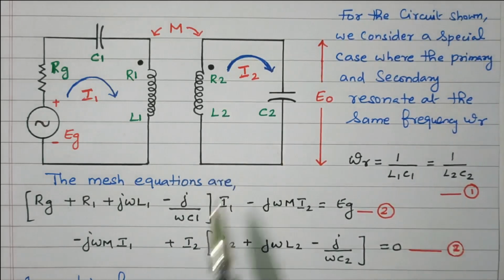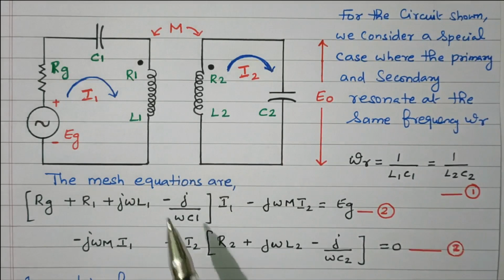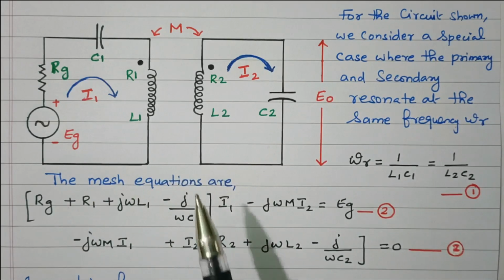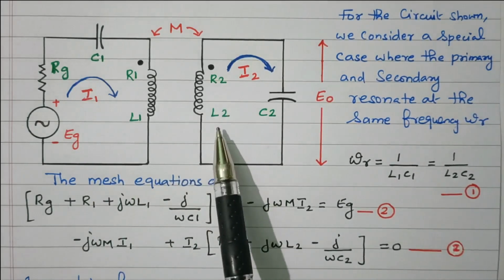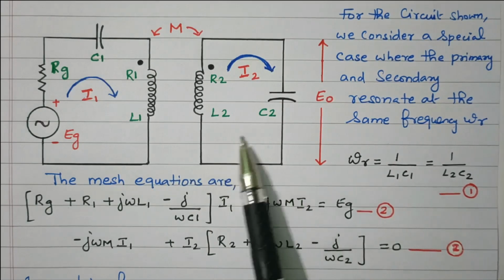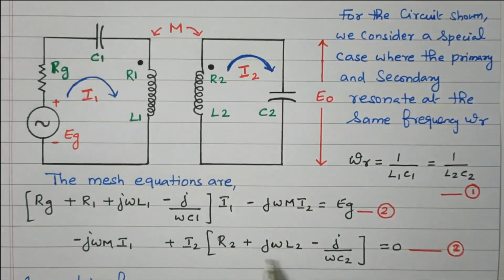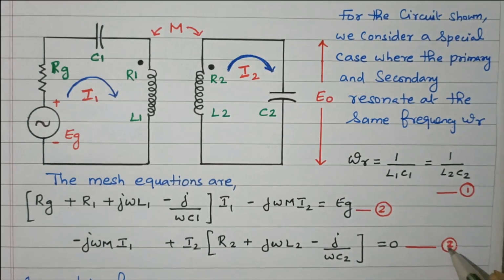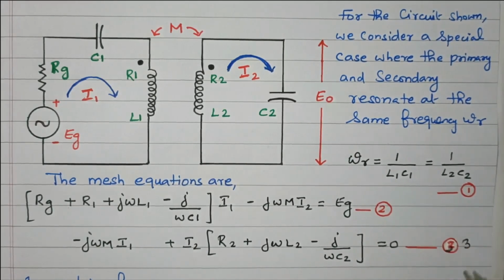We will go into the second coil. First we will see the mutual inductance. The mutual inductance in the second coil is due to the first coil, so minus j omega M I1. It is also opposing, so the negative sign, plus I2 times the elements available. What are the elements available? R2, L2 and C2. These three elements are available. So R2 plus j omega L2 minus j divided by omega C2 equals 0. Here there is no source available, so it equals 0. We take this as equation number 3.